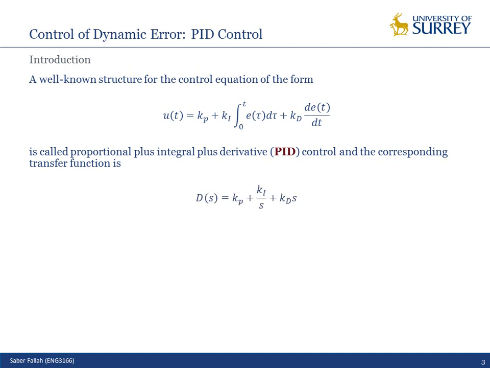If I represent the controller in the Laplace domain, the format of the controller is in this form: Kp plus Ki over s plus Kd s. As we discussed already, 1 over s is equivalent to integration in the time domain, and the variable s is equivalent to differentiation in the time domain. So d/dt is s, Ki over s shows this integration, and Kp is a constant.